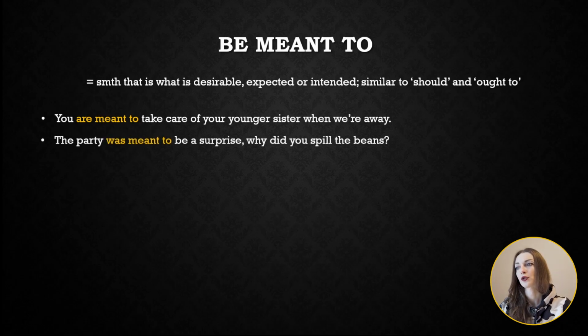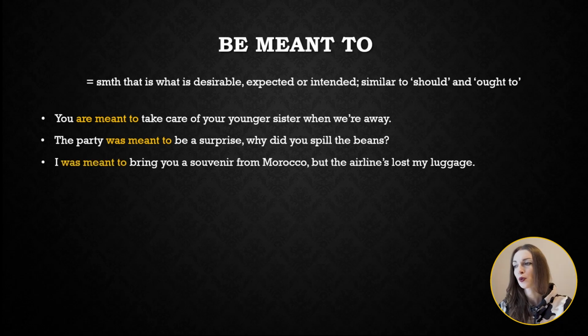The party was meant to be a surprise. Why did you spill the beans? To spill the beans means to tell everything, to spoil the surprise, to disclose a secret. The party was meant to be a surprise, so it should have been a surprise. I was meant to bring you a souvenir from Morocco, but the airlines lost my luggage. I was meant to, I expected, I desired it, I wanted, and I expected that I would, but unfortunately, it didn't happen.